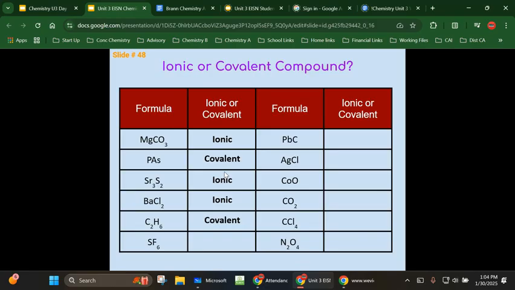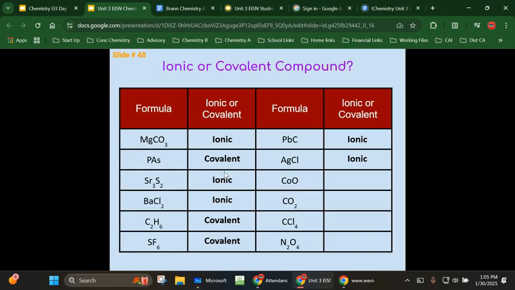SF6. Jasmine. That's covalent as well. Sulfur is a nonmetal. PbCl2. Ethan. Why? Because Pb is a metal. Has to be ionic. AgCl. Yasmin. Ionic. Silver is a metal.